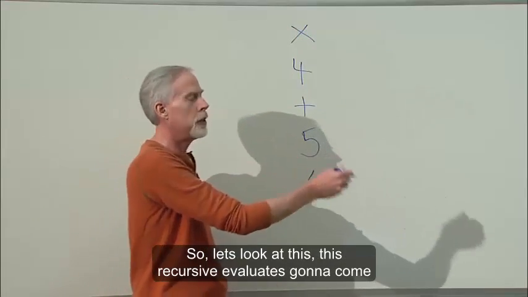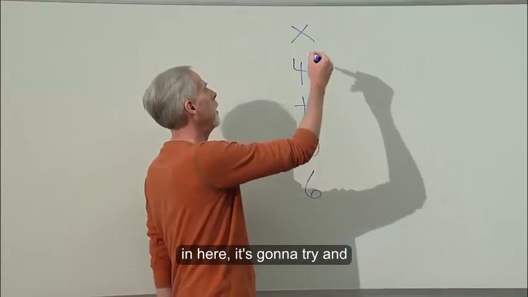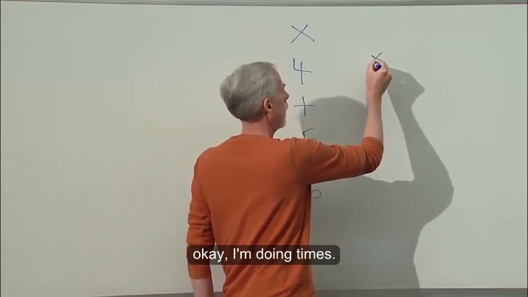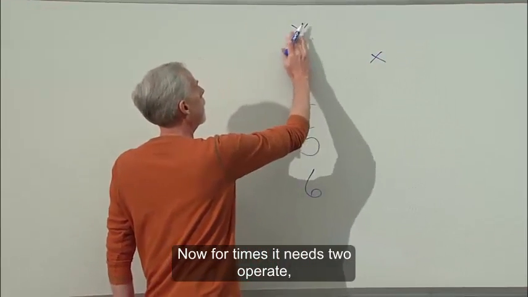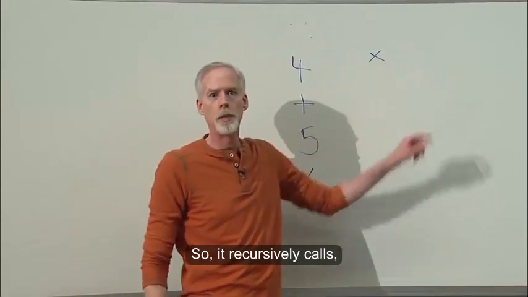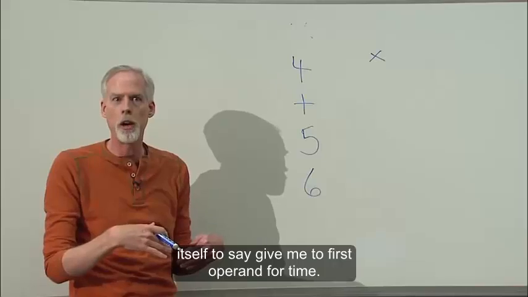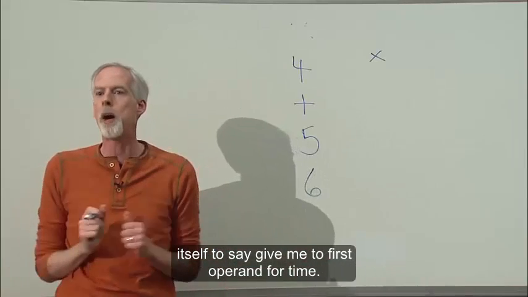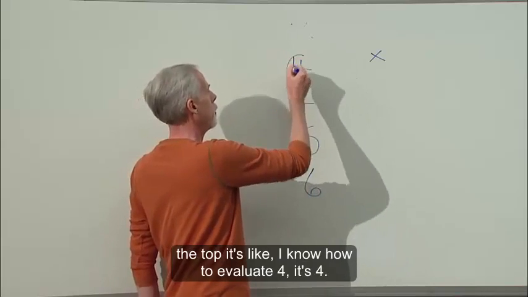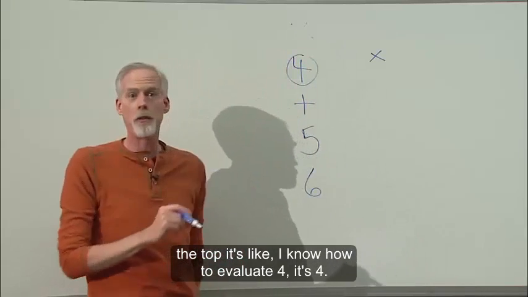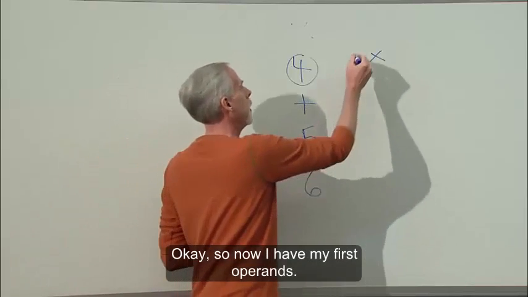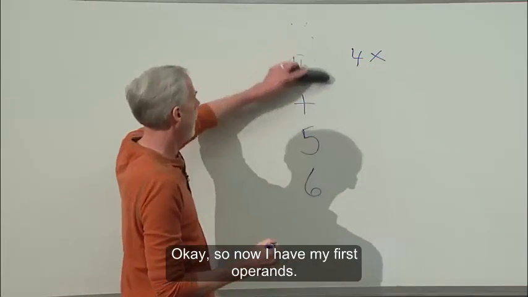So let's look at this. This recursive evaluate is going to come in here. It's going to try and evaluate the top of the stack, which is a times. Okay, so it's like, okay, I'm doing times. Now, for times, it needs two operands. So it recursively calls itself to say, give me the first operand for times. And so recursively comes in here. It finds a 4 on the top. It's like, I know how to evaluate 4. It's 4. So it just returns. Okay? So now I have my first operand.